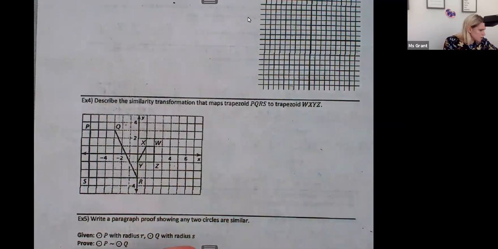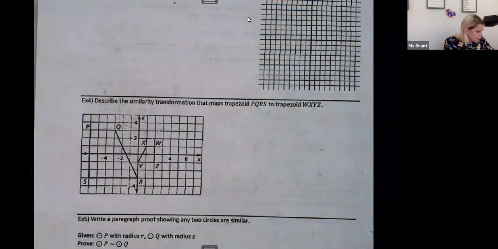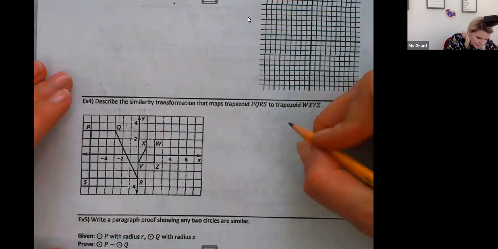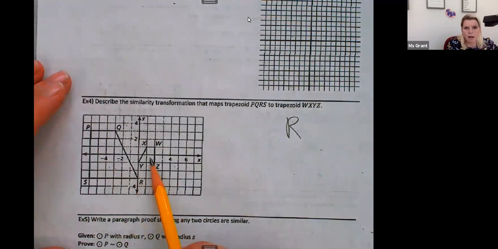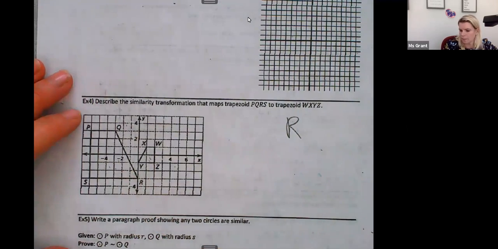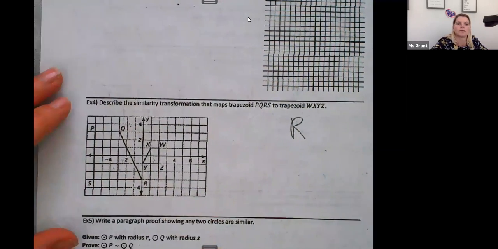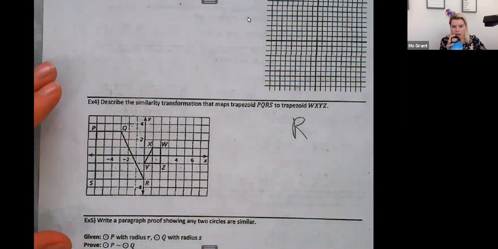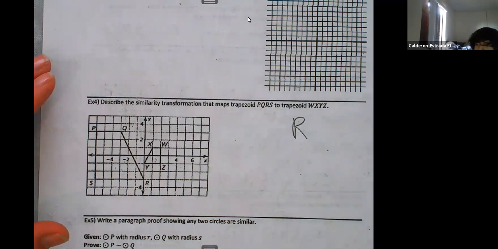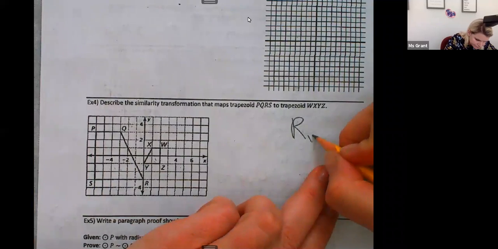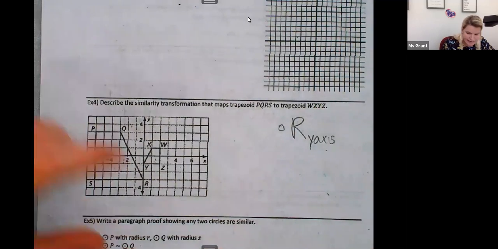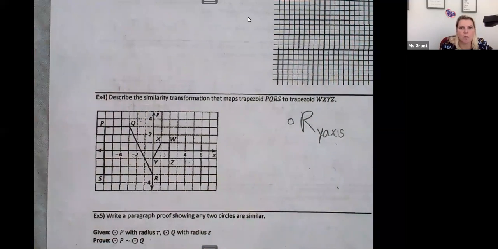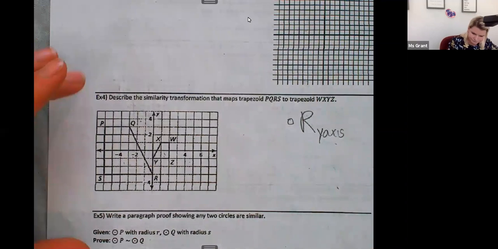Based on the way we've been doing things, I'm going to reflect what? The big one has to become the small one. I first need to reflect over the y-axis. Then I use my composition symbol. Now, how do I know what the dilation is?